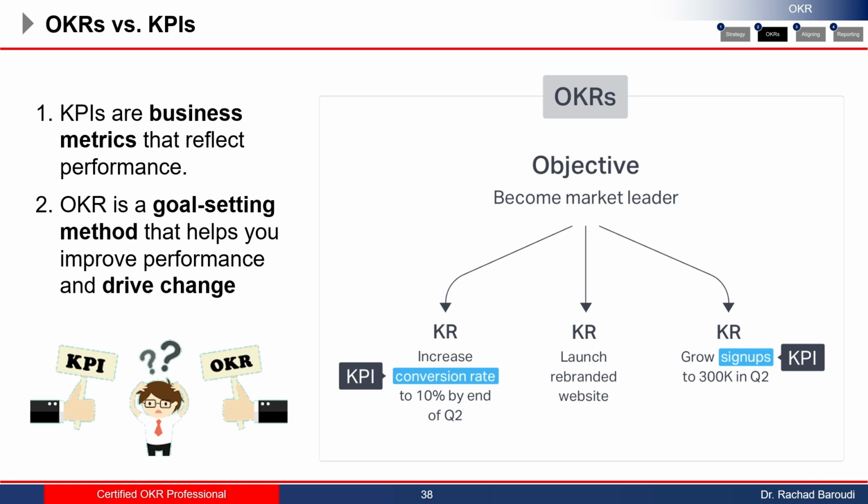The KR also includes the targets. Meanwhile, the KPI name is separate from the target, which is next to the KPI under every column or every period. So as we can see here, the KPI usually is part of the OKR, specifically the KR part of it.